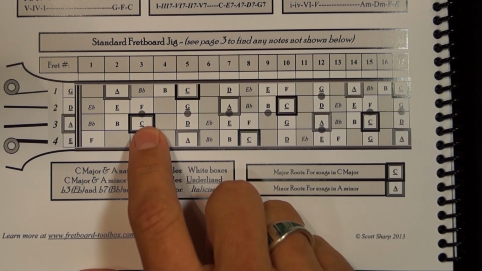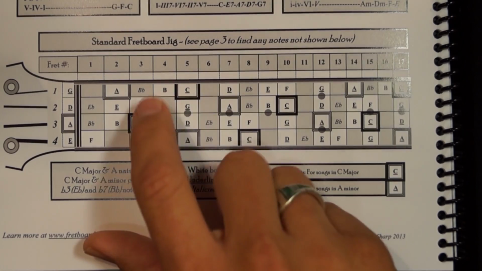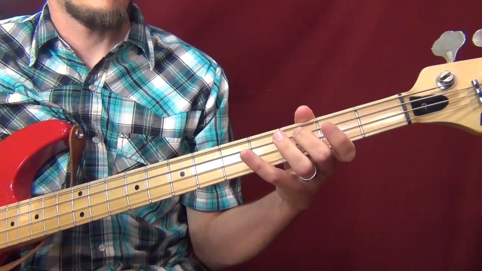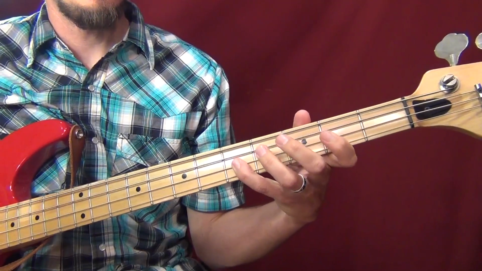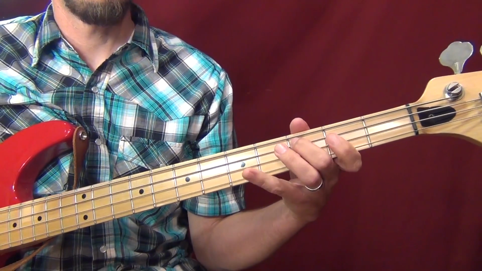The other thing I could do is play C, E, and G. And if I start that track over real quick, if I want to play C, E, and G, let's see if I can do that. C, E, G, E, C, E, G, E.